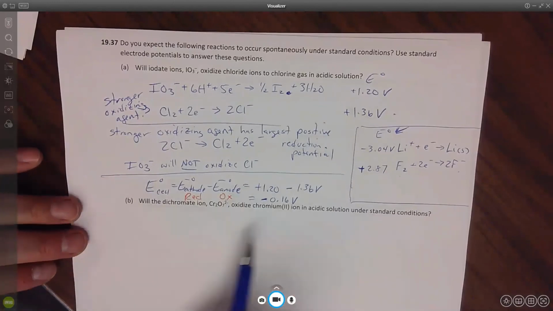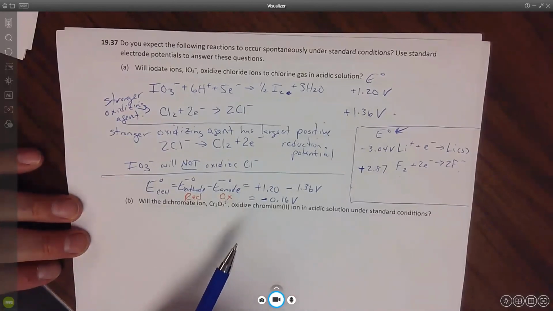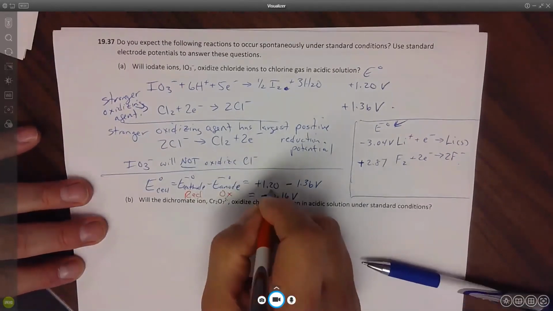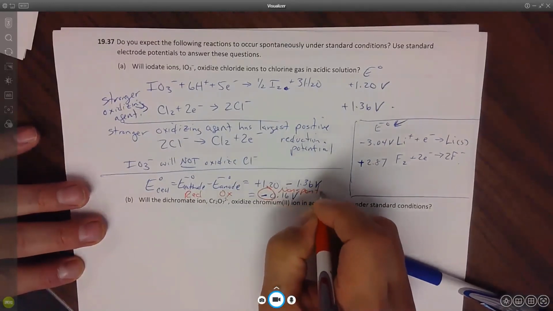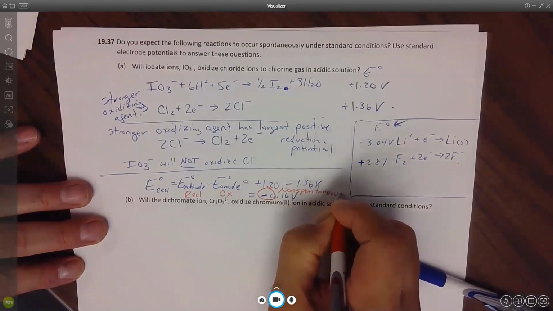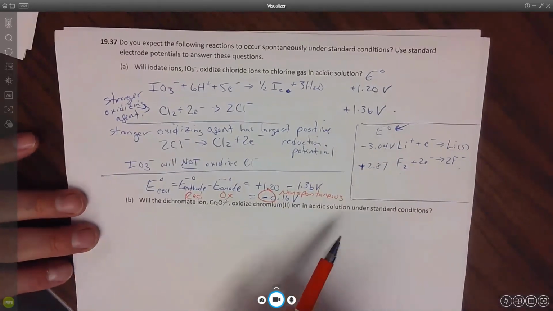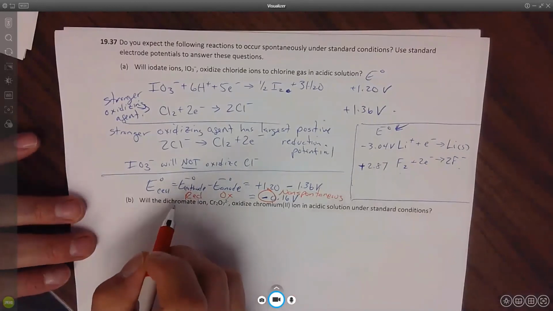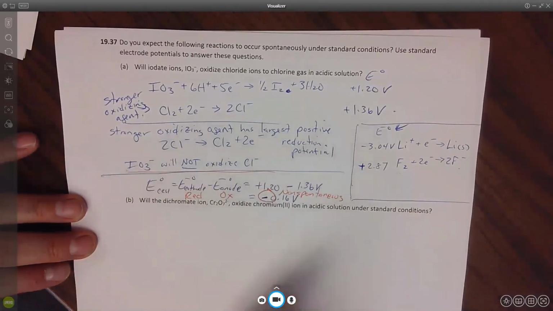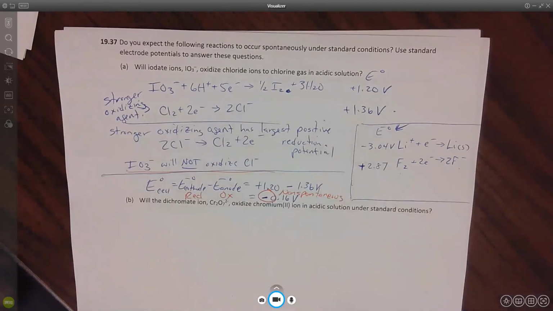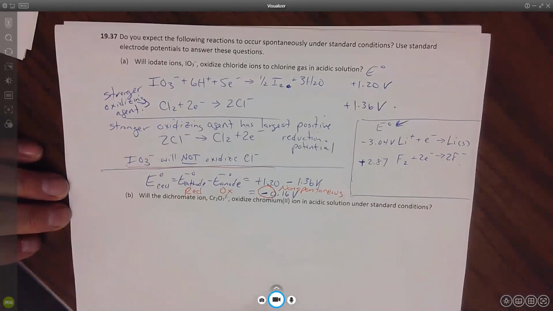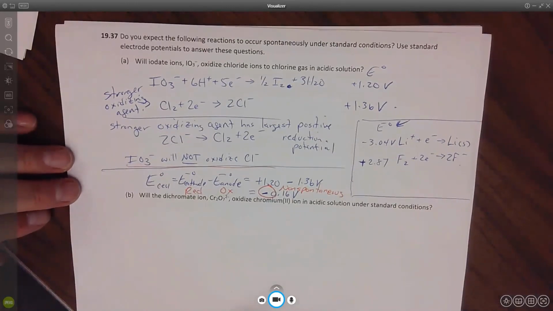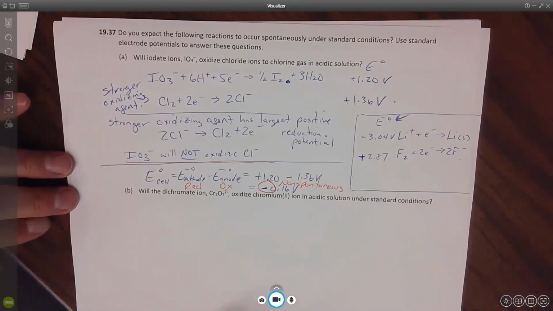So is this reaction spontaneous? No, right? Negative, non-spontaneous. So there's another reason we could say that the I3 will not, right? Will not oxidize the chloride. Any questions about that? Okay, let's try it again.